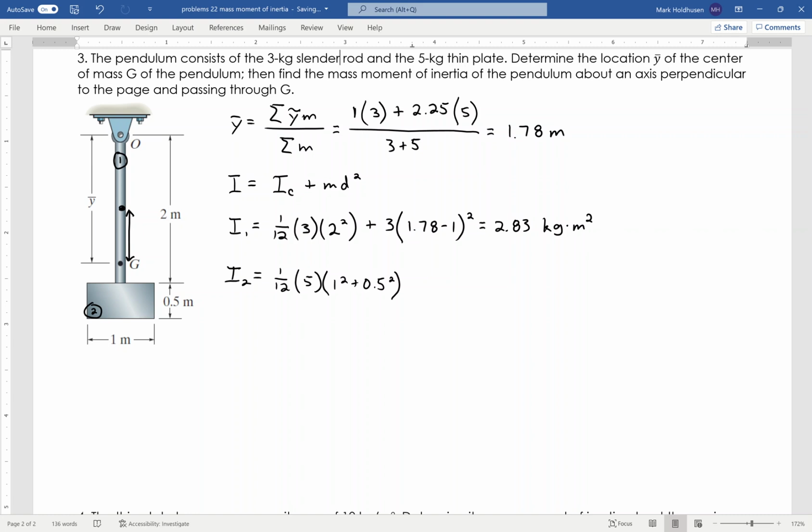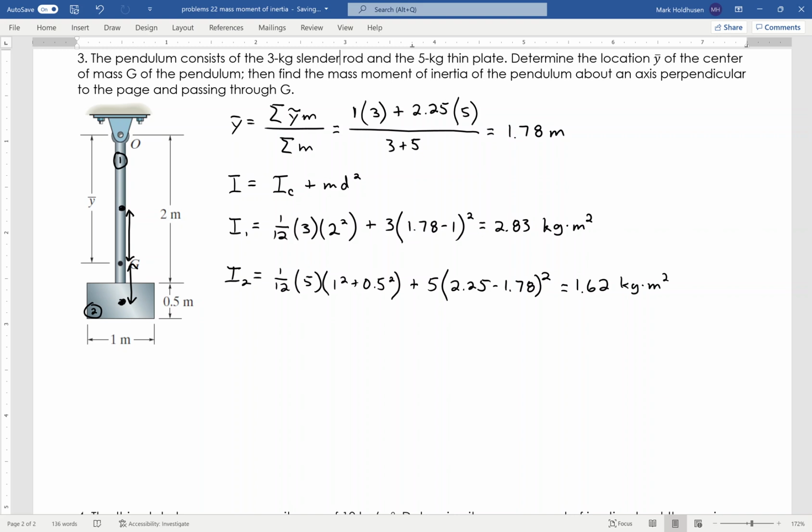Of course, then I need to do the parallel axis theorem. The mass of that plate is 5, and then it's 2.25 minus the 1.78, that whole thing squared, because the center of that plate is right there. I'm looking for this distance right here. The center of the plate is 2.25 from O, and point G is 1.78 from point O. The difference between them is the distance between the two axes of interest. And I get a moment of inertia for this one of 1.62 kilogram meters squared.